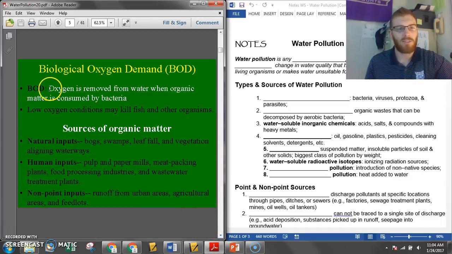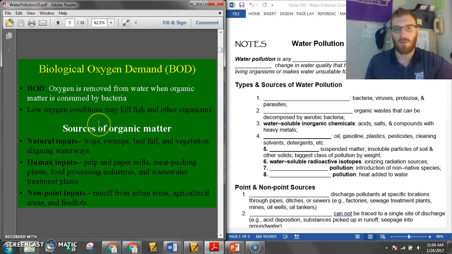So the biological oxygen demand is oxygen that is removed from water when organic matter is consumed by bacteria. So that demand means that for all of the organisms living in there, this is the amount of oxygen required. And if the bacteria outnumber other marine species, then they're going to use all of that available oxygen and not leave some for the other marine life, causing them to die off. So low oxygen conditions may kill fish and other organisms.